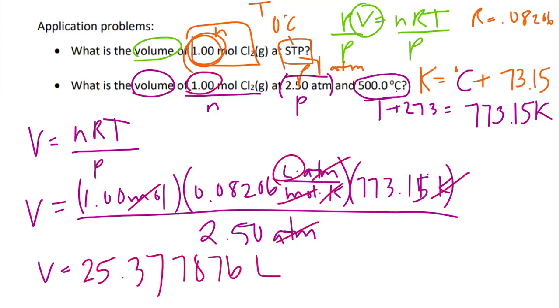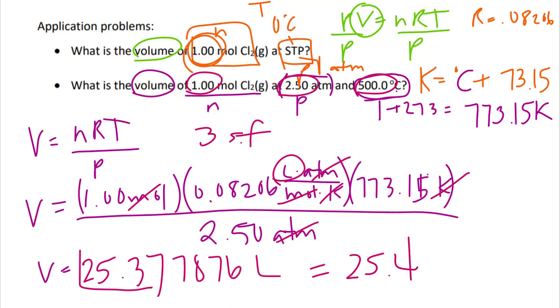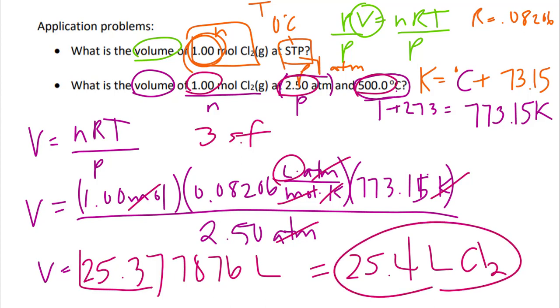But again, if I want to go back and look at what I'm starting with, so I have 3 sig figs, 3 sig figs, 4 sig figs, so my least would be 3. So I need to round to 3 sig figs. So that's 7, we'll round that 3 up, so it should be 25.4 liters of chlorine gas.